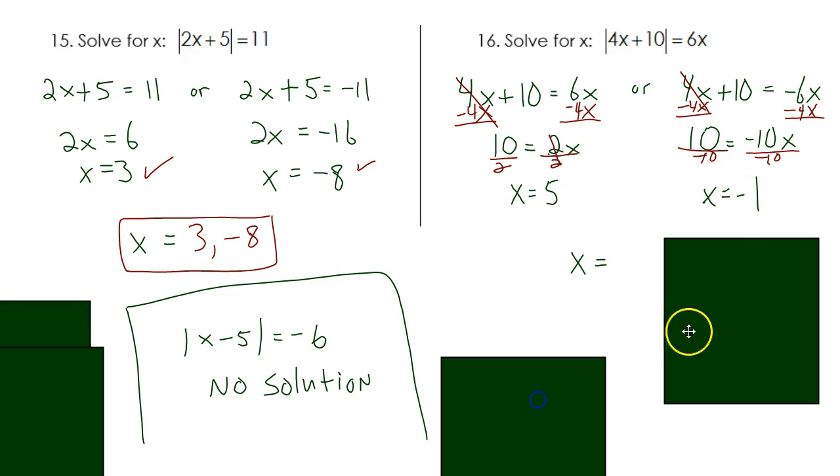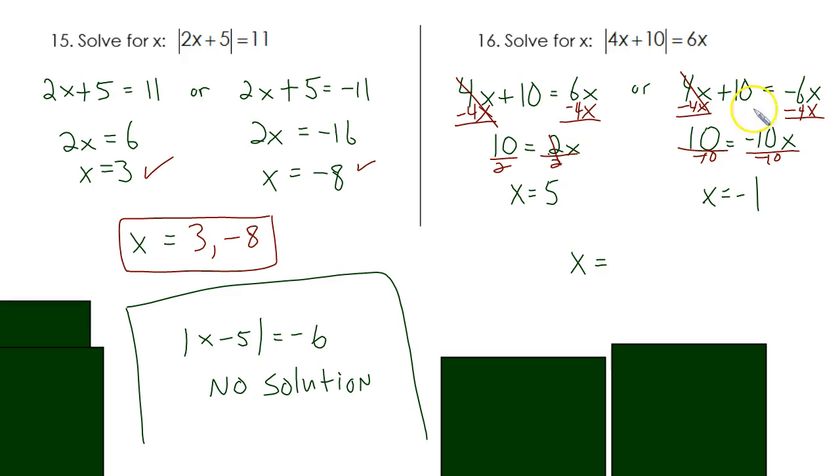When I test these solutions, I'll start by testing 5. And sometimes I just kind of come off to the side and do it in my head. So what is 4 times 5 plus 10? 4 times 5 is 20. 20 plus 10 is 30. 6 times 5 is also 30. So when I plugged in 5, it checked out.